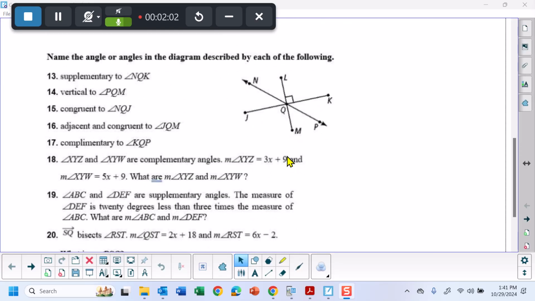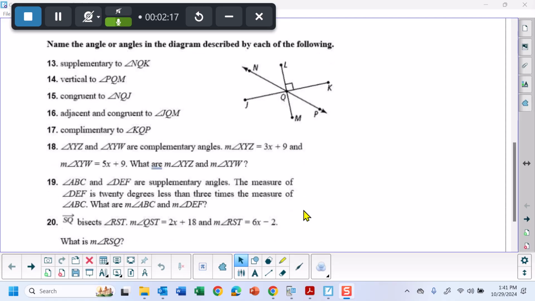Here we have a lot of angle vocabulary. We wanted you to revisit the ideas about supplementary, vertical, congruent, adjacent, complementary, supplementary, bisectors, and whatnot. Anybody have any questions on those that they couldn't figure out? The wording for 19 confused me a little bit.